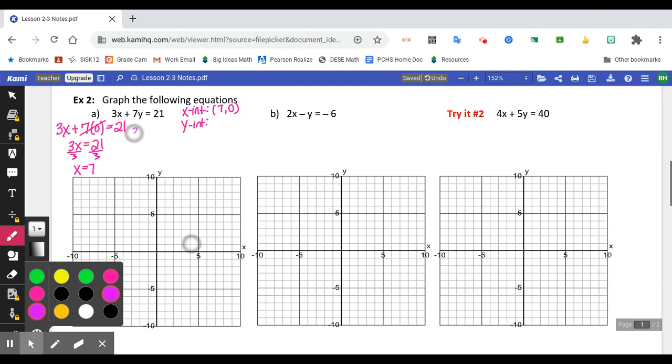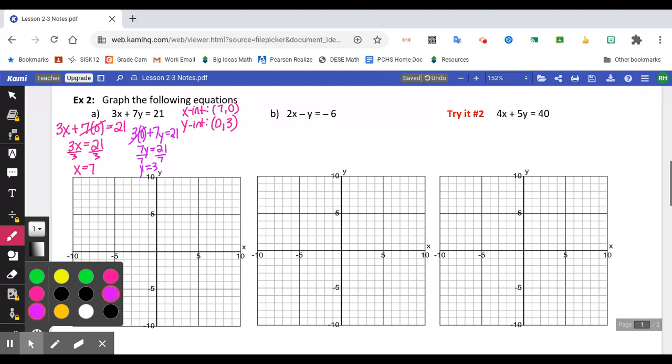So I have 3 times 0, because I'm plugging in 0 for x this time, plus 7y equals 21. This would cancel, so I'm left with 7y equals 21. Divide by 7, and y equals 3. So my y-intercept would be 0 for x and 3 for the y.